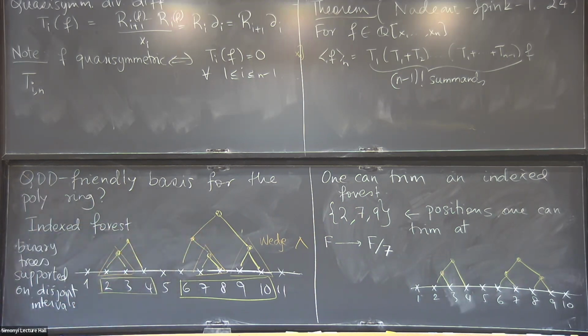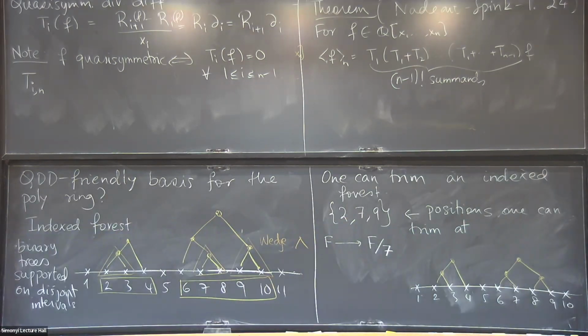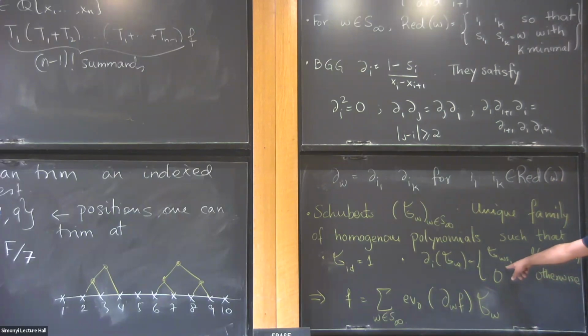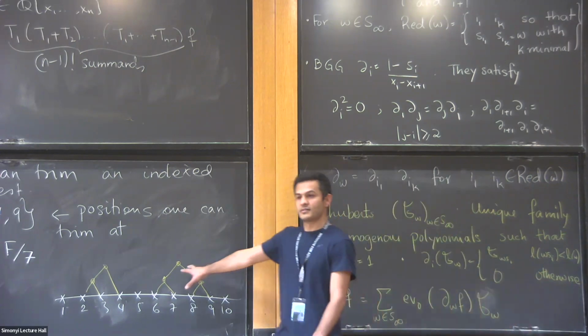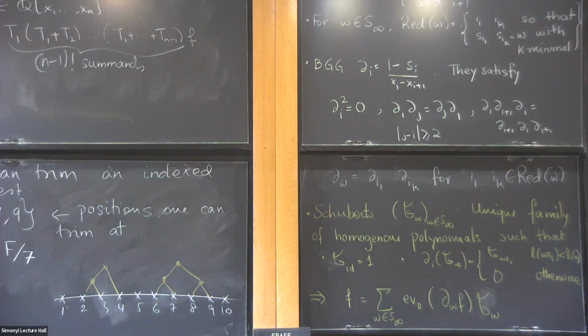You realize something: you can repeat these trims, and the forest loses internal nodes one at a time until it becomes the empty forest. If you're thinking of this in terms of reduced words, you're multiplying by simple transpositions on the right-hand side, always losing a descent, and eventually you hit the identity permutation. So this act of trimming is like multiplying by s_i. Right, let me use this word.